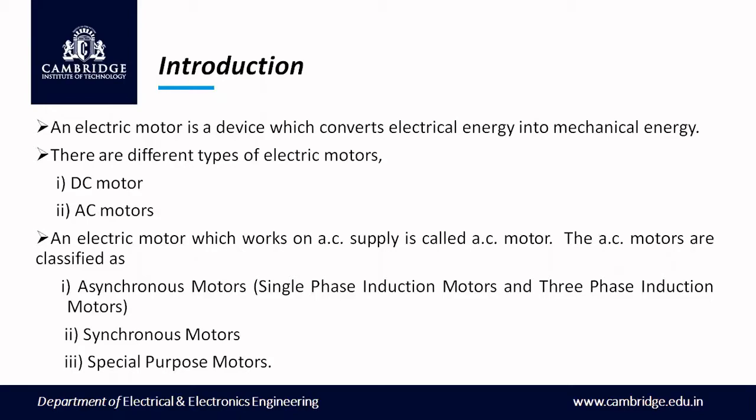So basically when we talk about electric motors, it is of two different types, DC motors and AC motors. The electric motor which works on DC supply is known as the DC motor, and the motors which work on the AC supply are known as AC motors. These AC motors are classified as asynchronous motors, synchronous motors, and special purpose motors. So these are the three different classifications.